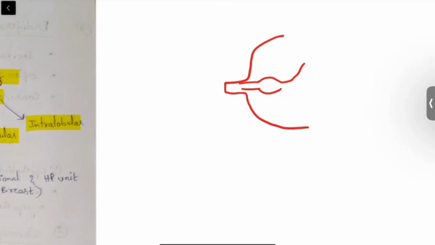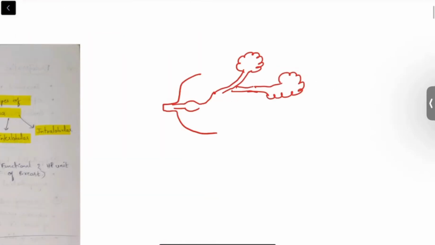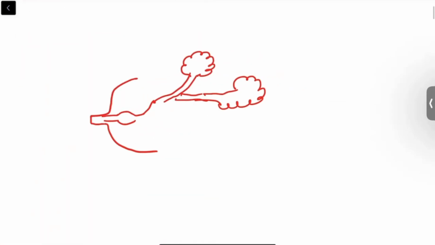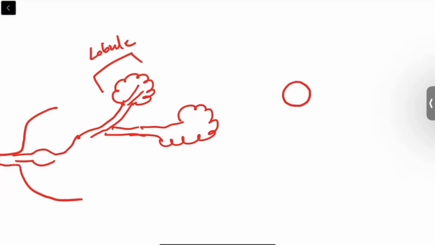so this will be the lactiferous sinus. Okay, I'm just drawing one part of it. So this is a lobule, and within this is a duct, that is the intralobular duct, and outside this is the interlobular duct. So this is a lobule. Okay, and if you see a cross section of a duct, it will be lined with two types of epithelial cells.